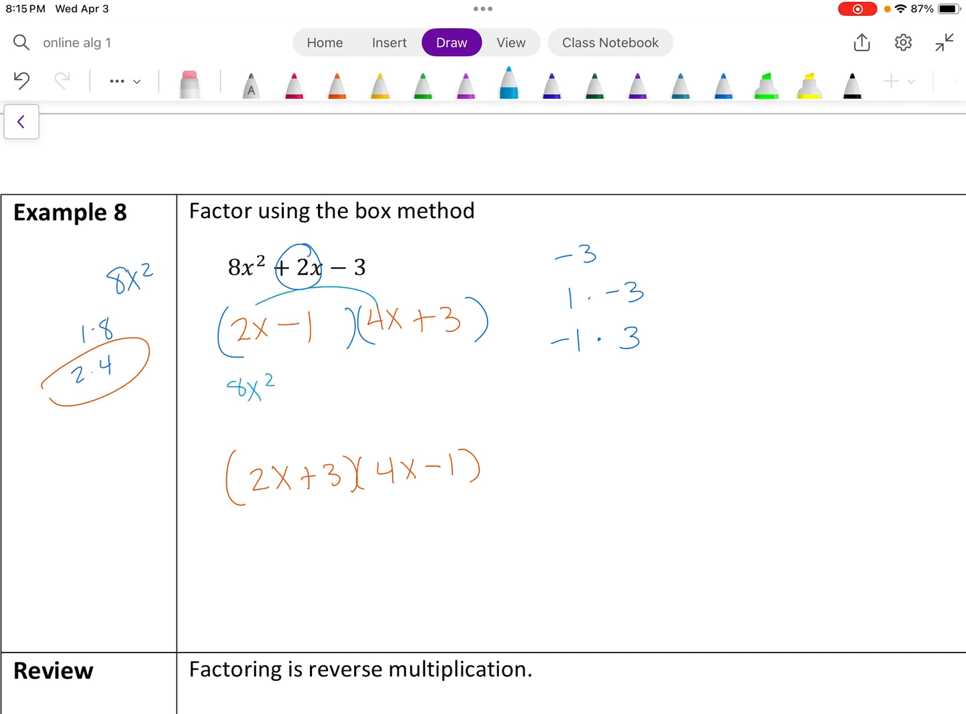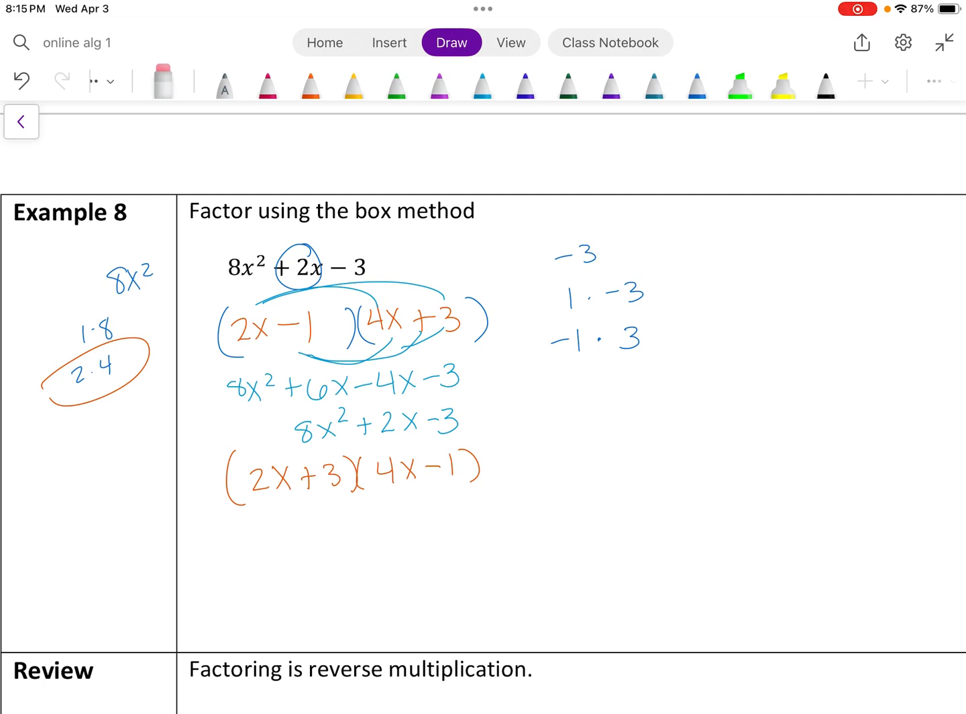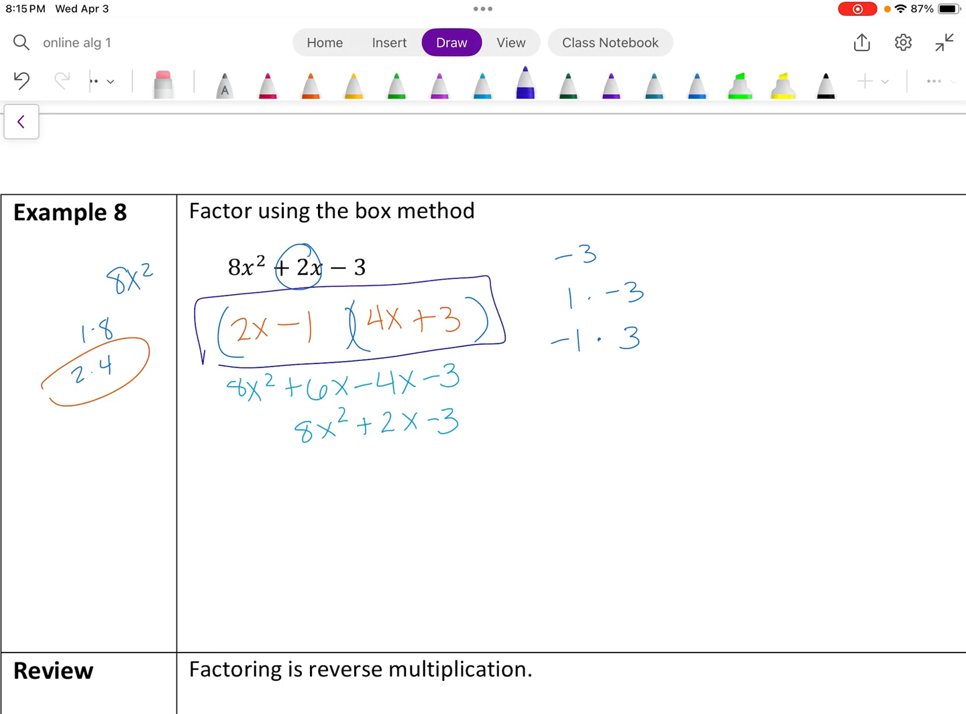Okay. 2x times 4x, 8x squared. 2x times 3 is 6x. Negative 1 times positive 4 is negative 4x. Negative 1 times 3 is negative 3. 6 minus 4 is 2. Look at that. First try I got it. Sometimes you get lucky. So our answer, we don't even need to multiply this one out, provided we multiplied it correctly, which I think we did a good job. Our answer is 2x minus 1 times 4x plus 3. There is our factored form of this trinomial.